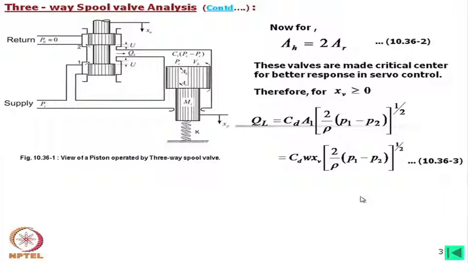Now for that critical center valve, if you recall our earlier general analysis for this spool valve, the load flow can be written in the form of the coefficient of discharge Cd into A1, where A1 is the area of this orifice, and then the square root of 2 divided by rho, the density of the oil, into P1 minus P2. Remember, P2 is not equal to P0; P2 is the pressure here, and P1 is the pressure here. We can further write this equation as Cd into W into Xv, where Xv is the spool stroke.